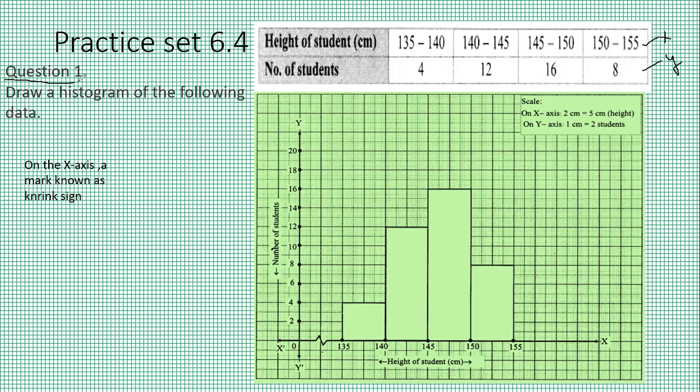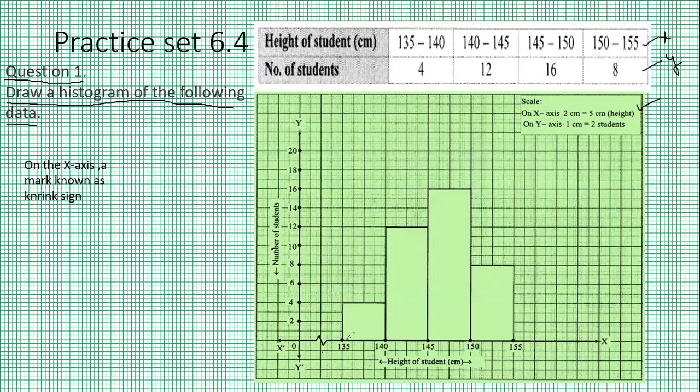Here in question number 1, it is written: draw a histogram of the following data. So here you can see how to draw the data in a histogram. First, the important thing: you have to write down the scale on the right side of your graph paper. On the x-axis, 2 centimeter equals 5 centimeter, that is the height, and on the y-axis, 1 centimeter equals 2 students.